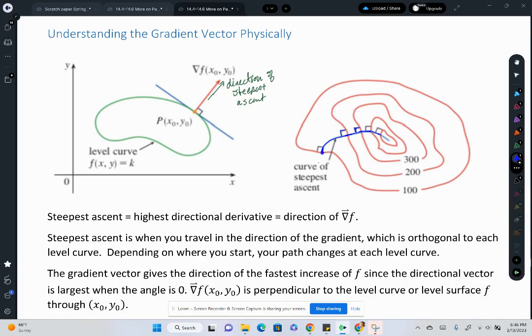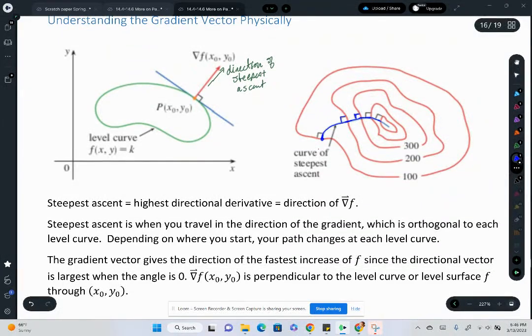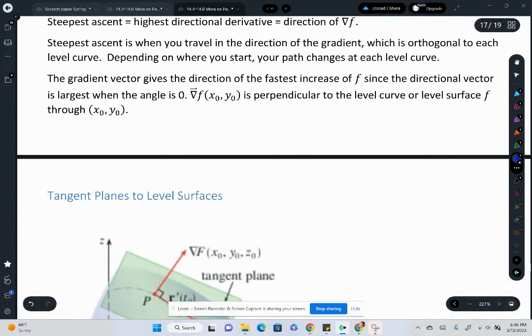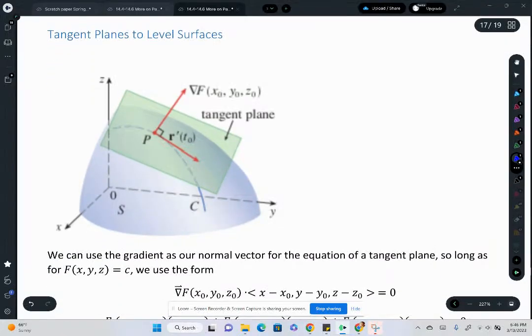Okay. The gradient vector gives the direction of the fastest increase of f, since the directional derivative is largest when the angle between the direction and the gradient vector is 0. So the gradient vector is perpendicular to the level curve, or if we go up a dimension, level surfaces of f through a point x naught, y naught, or x naught, y naught, z naught. Now, we can use the gradient as our normal vector for the equation of a tangent plane, so long as we're working with a function big F of x, y, z equals c.